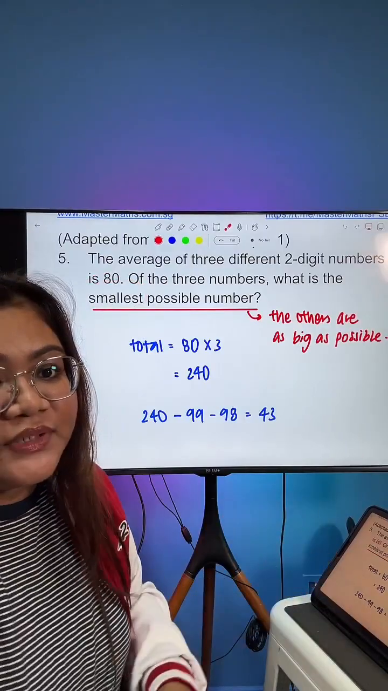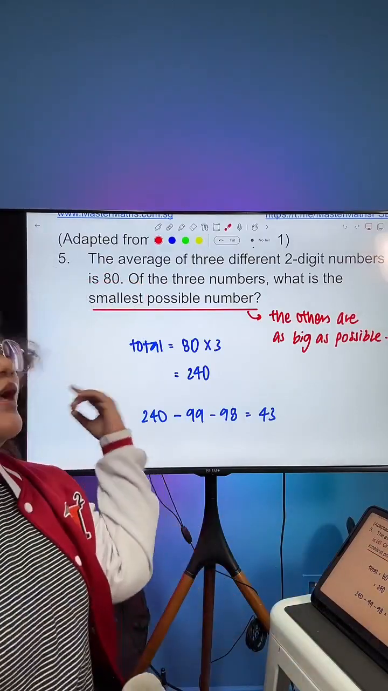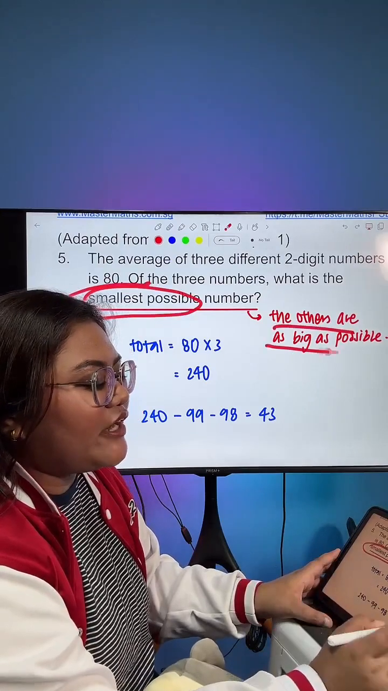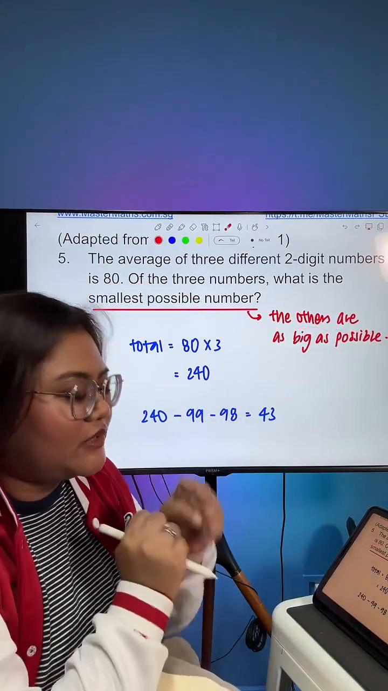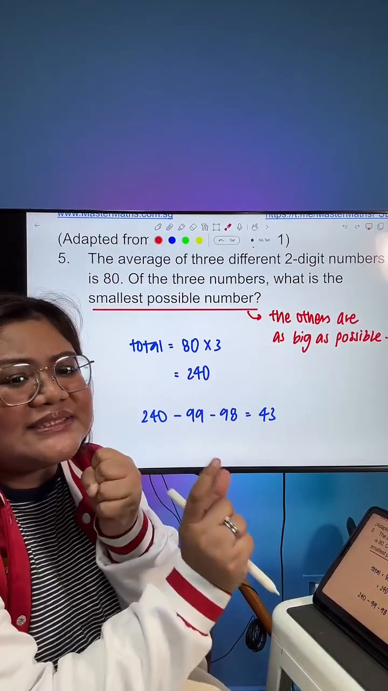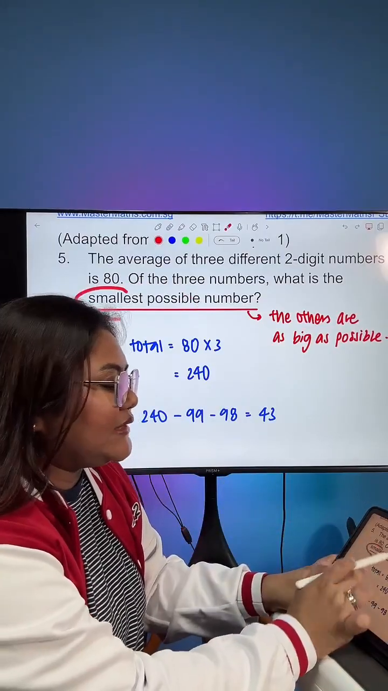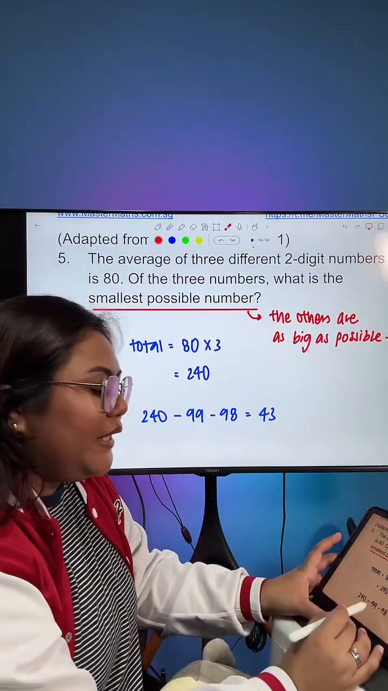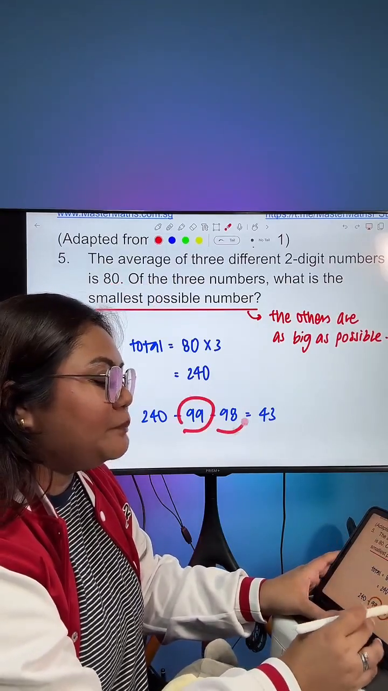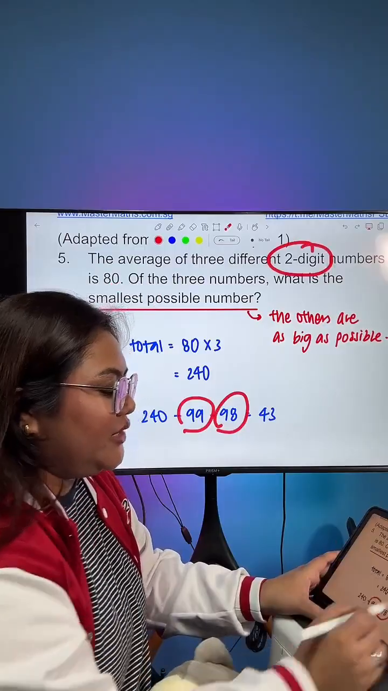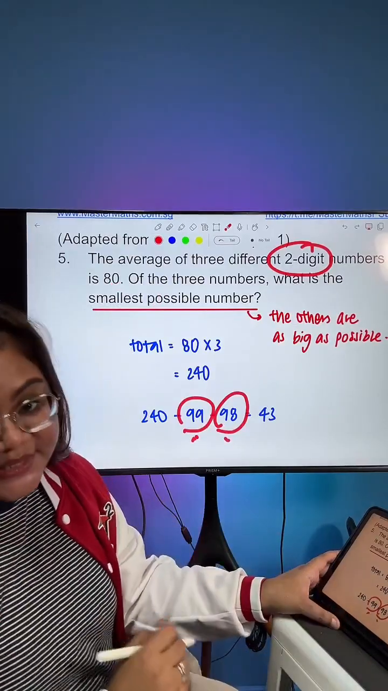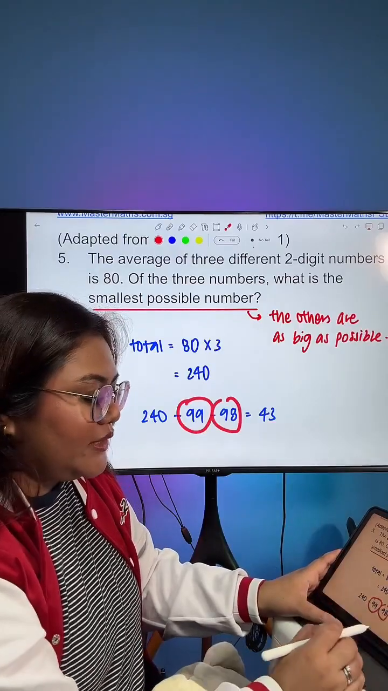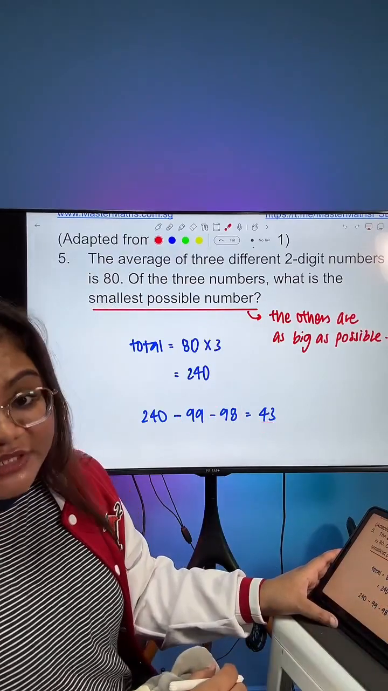Can follow? Okay? One more time. For me to get the smallest possible number, I need the rest to be very, very big. Take up as much as possible from the total so that the balance is so little for the smallest number here. Therefore, the biggest that the rest can be, since it's 2-digit, is 99 and 98. That's the biggest and second biggest 2-digit numbers, right? And that leaves us with 43.